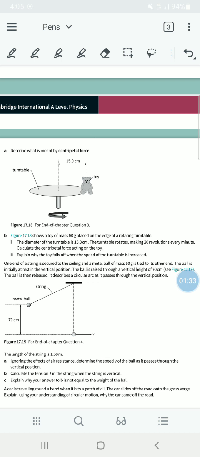So from there itself you can figure out that you understand that it takes 3 seconds for one revolution, right? Calculate the centripetal force acting on the toy. Then explain why the toy falls off when the speed of the turntable is increased. So 20 revolutions every minute is what goes, and then calculate the centripetal force acting on the toy.